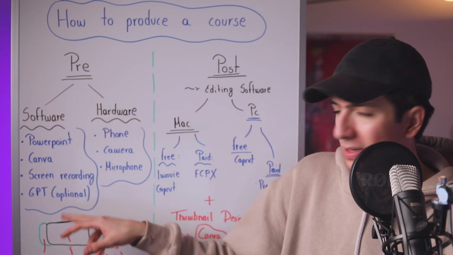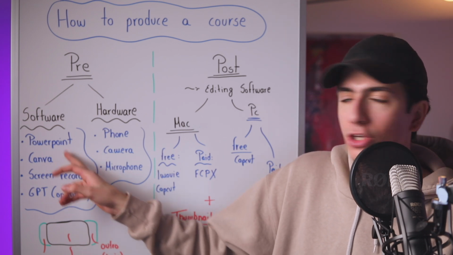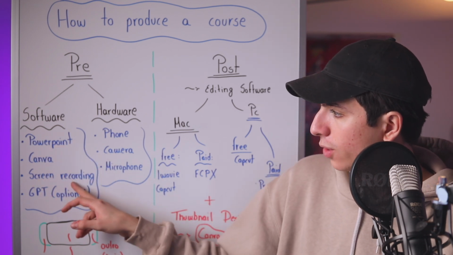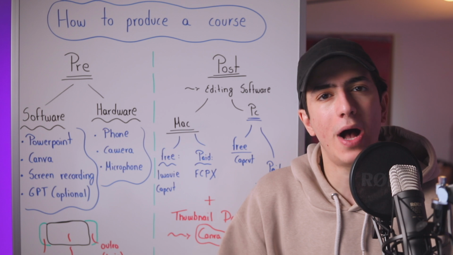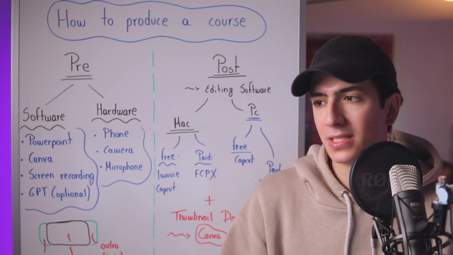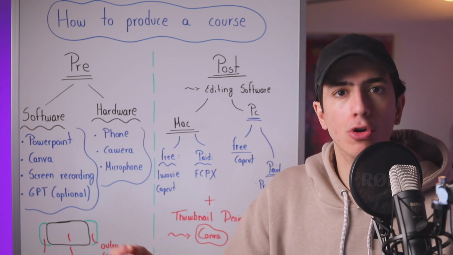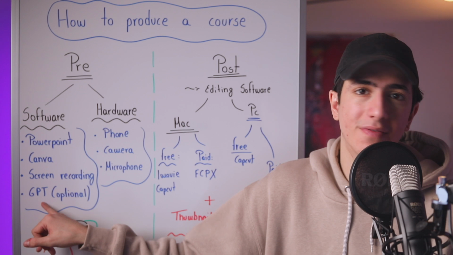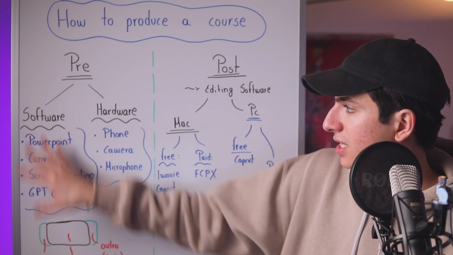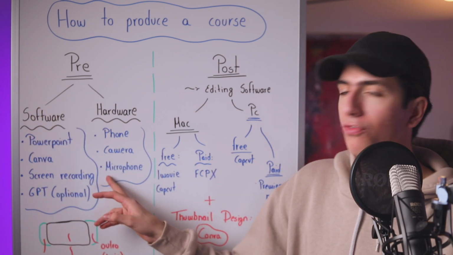So this is software that's going to be needing, very simple, a presentation tool, a screen recording tool, and you can also use GPT to outline, and potentially, again, outline the curriculum and the modules of your course. And that's optional. You do not even need GPT. This is the software. Then we move into the hardware.